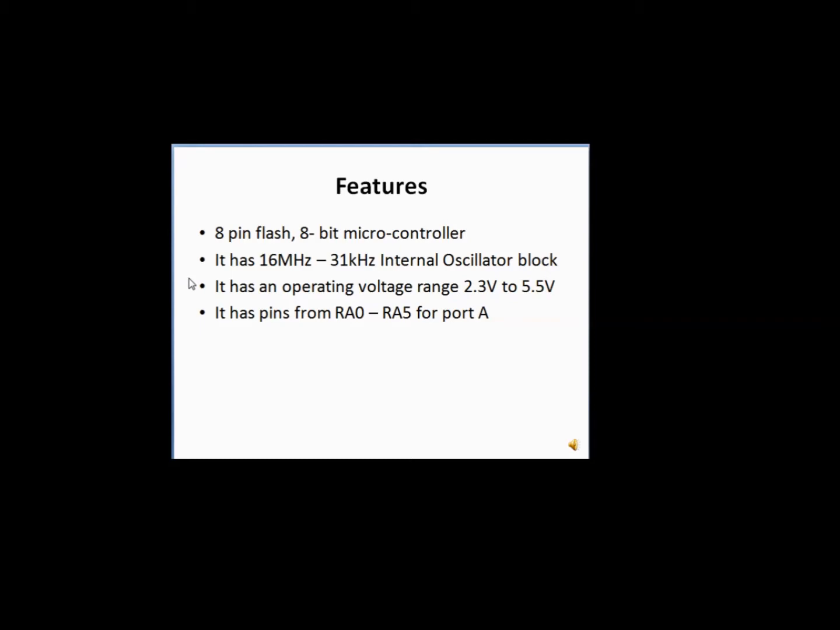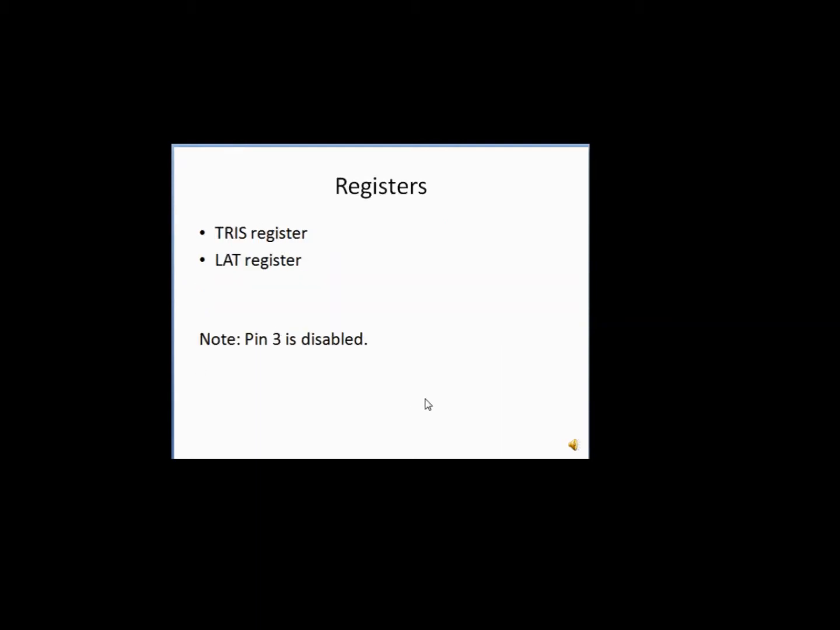It has only one port, which is port A, and this port A has 6 pins, which is RA0 to RA5. And it has two registers, which are the TRIS and LAT registers. The thing we have to keep in mind is that in these two registers pin 3 will be in a disabled state, so we will not give any input to this pin 3 alone.